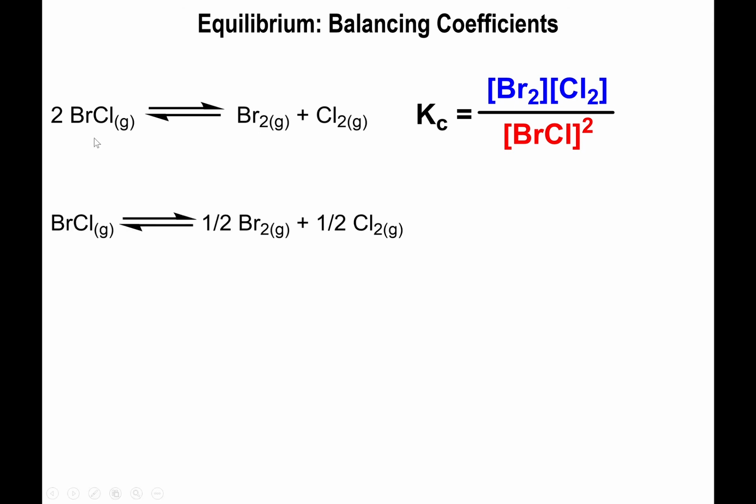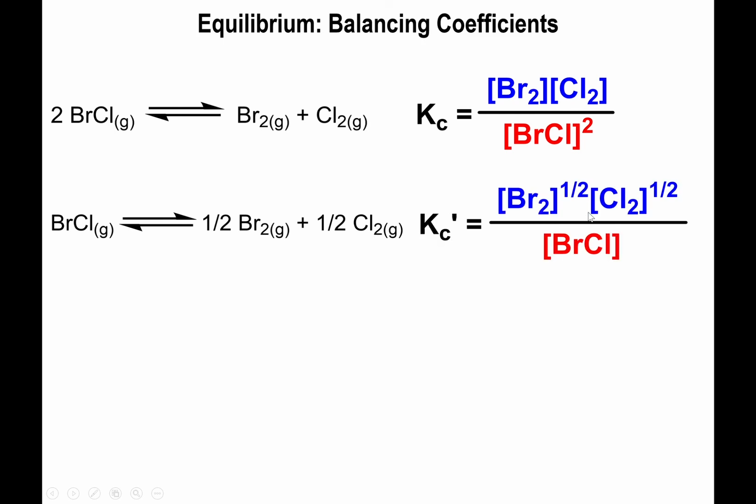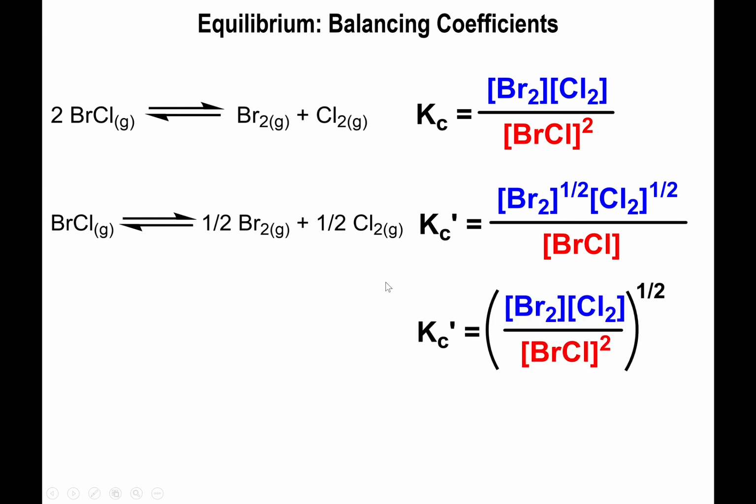But if you were to actually change the balancing coefficients, namely multiply everything by 1/2, this is still balanced as a reaction. But what ends up happening is that the equilibrium constant now is changed. Instead of having the concentration of Br2 times the concentration of Cl2, you have the concentration of Br2 raised to the 1/2 power, the concentration of Cl2 raised to the 1/2 power, and everything is divided by BrCl. And what this shows you is that the new equilibrium constant expression is actually equal to the regular equilibrium expression that we had at the beginning, except that that whole thing is now raised to the 1/2 power. In other words, we're taking the square root of the original equilibrium constant.